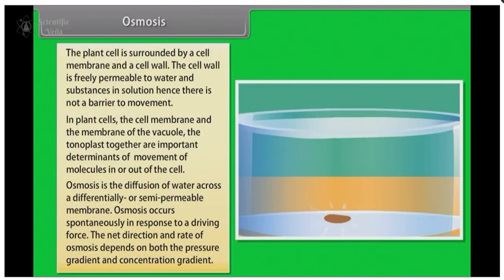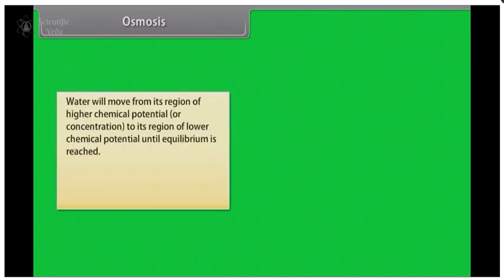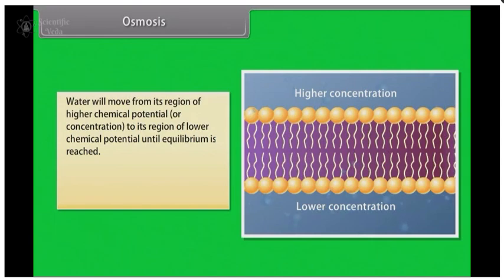Osmosis occurs spontaneously in response to a driving force. The net direction and rate of osmosis depend on both the pressure gradient and concentration gradient. Water will move from its region of higher chemical potential or concentration to its region of low chemical potential until equilibrium is reached. We can better understand it with the help of an experiment.